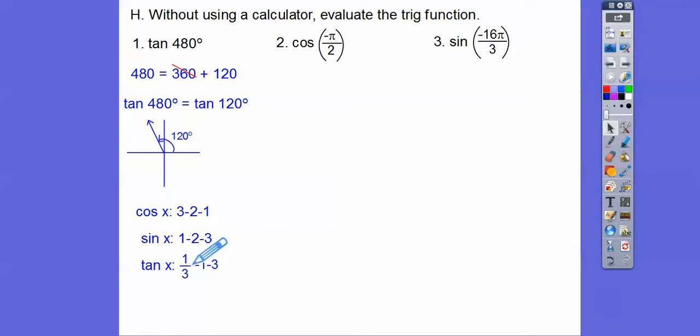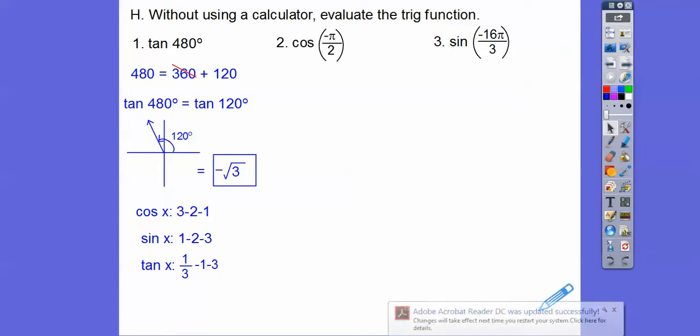Tangent, I just showed you guys, goes 1, 3, which is 1 over root 3. So you'd have to multiply by root 3 over 3, or 1, or root 3. So this is the root 3 right there. All students take calculus, so sine is positive, everything else is negative, so tangent is going to be this value right here, negative root 3. That's the answer.